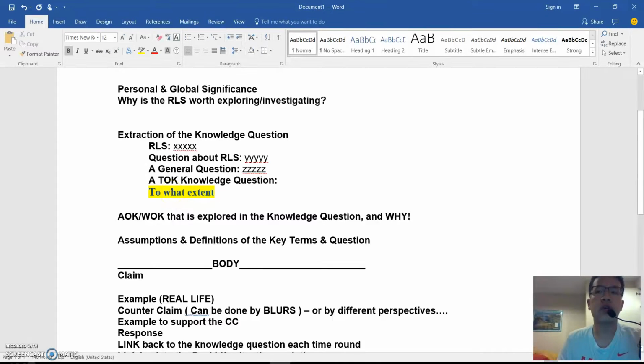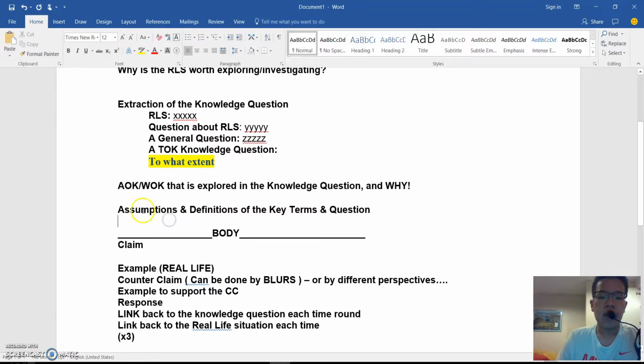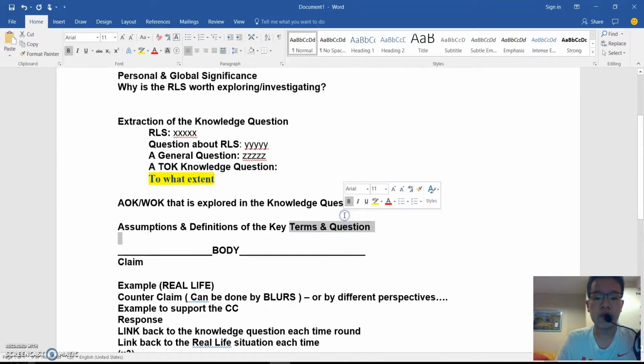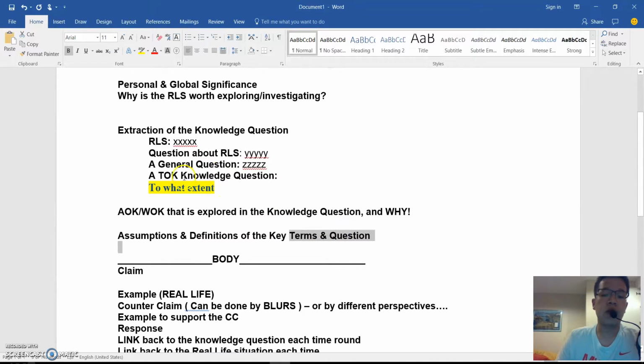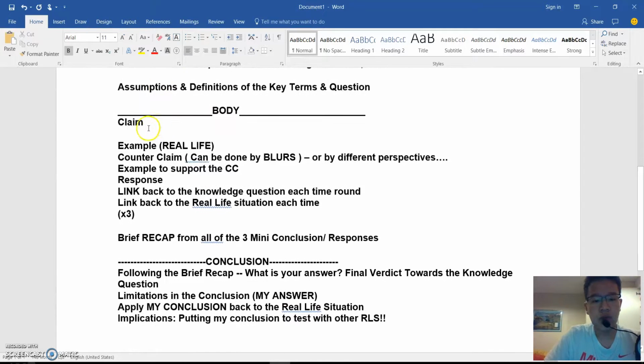But if it's a general sort of question, like something about beliefs, like absolute truth, like patterns, you will need to focus on AOKs and WOKs and justify why. After that, I normally include my assumptions and definitions of the key terms in the knowledge question, and finally the body. So this is repeated 3 times normally, or 2 times, depending on how many AOKs or WOKs you choose to focus on.